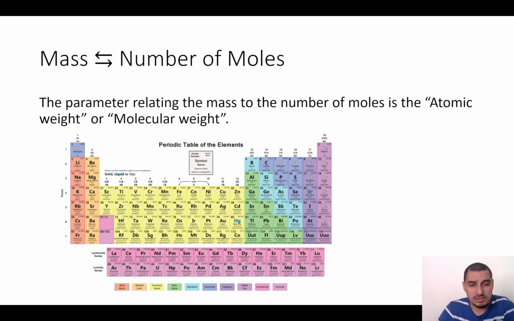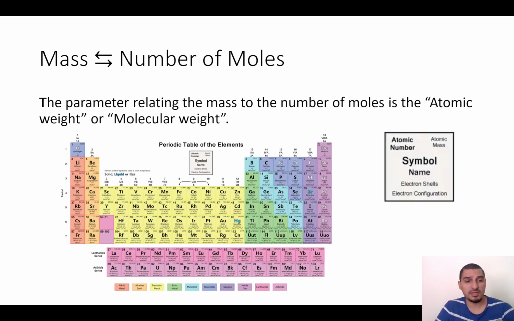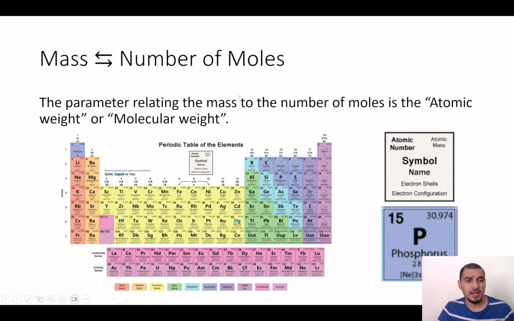For any of these elements that we have in the periodic table, you can find some information written in each one of these squares. And from this information we will find the atomic number, which represents the number of electrons or protons, and we have the atomic mass, which represents the mass of protons plus the mass of neutrons, or the number of protons plus the number of neutrons, which is the top right number that we have here. And this is what we care about. This is what we use to relate the mass and the number of moles.